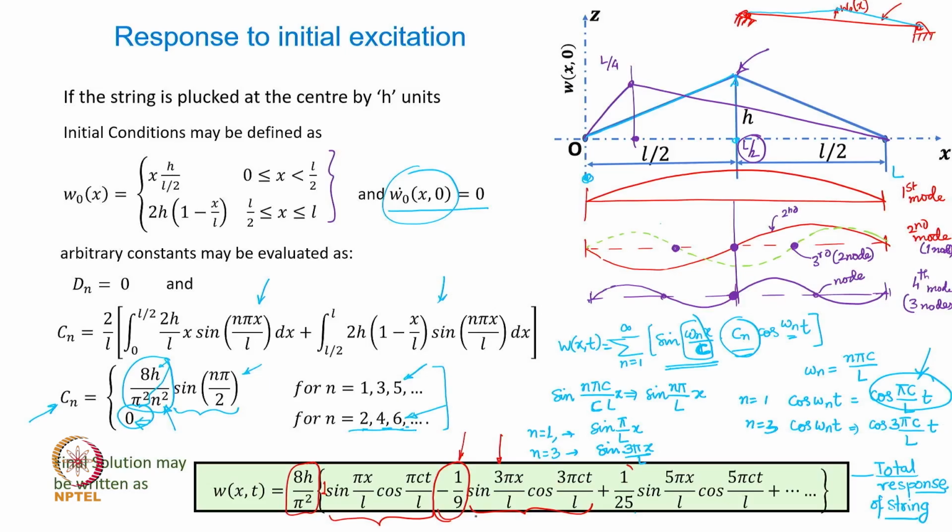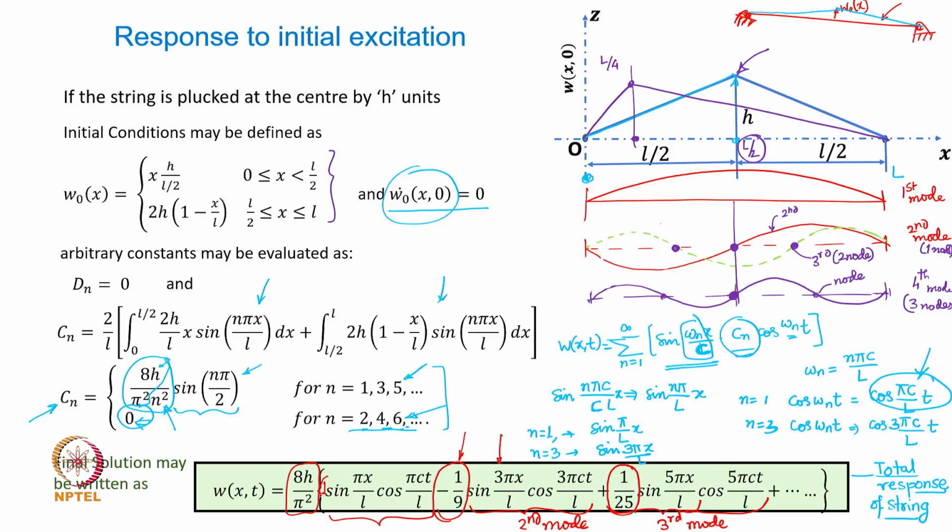What is the third mode? So this is the second mode, and this is your third mode. Sorry, this is your third mode. And what is the amplitude, or the contributing factor, of the third mode? 1 by 25th of the first one, relative to the first one, right?